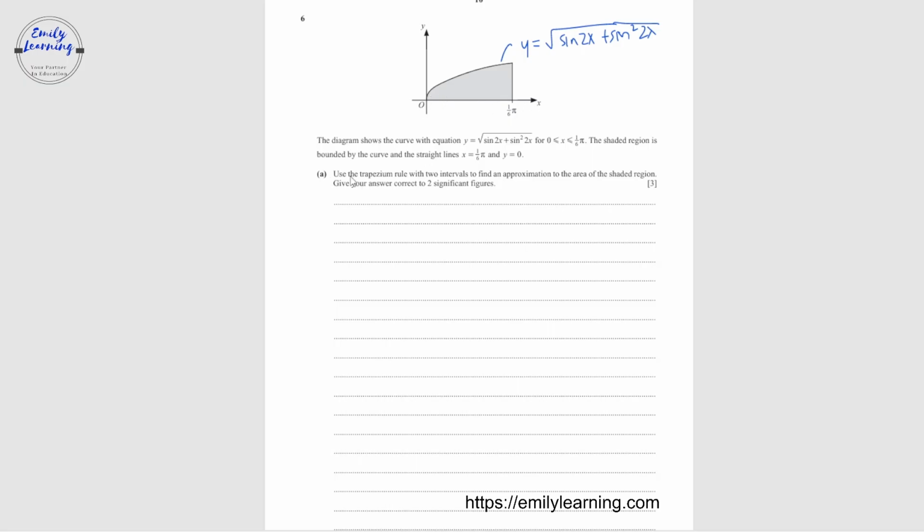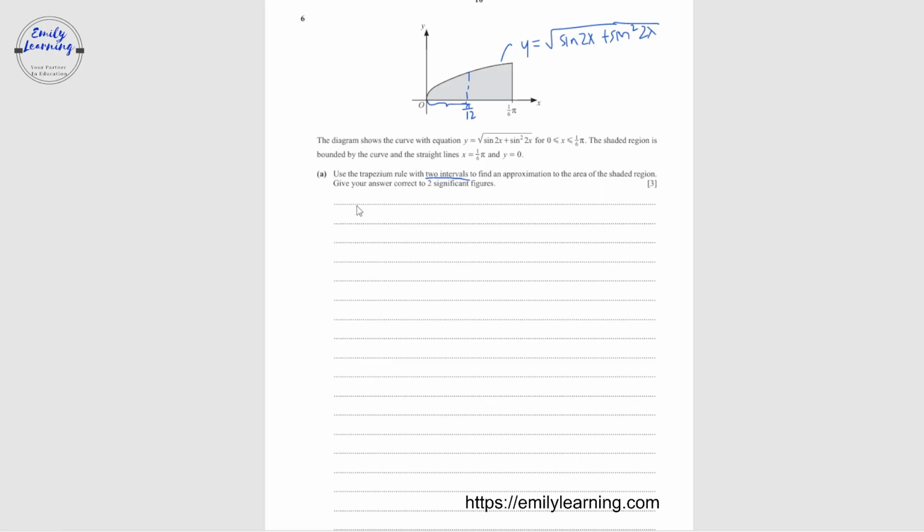You're asked to use the trapezium rule with 2 intervals to find an approximation to the area of the region. So 2 intervals means I just cut it into 2. So here is pi over 12. The width of each interval is pi over 12. Give your answer correct to 2 significant figures.